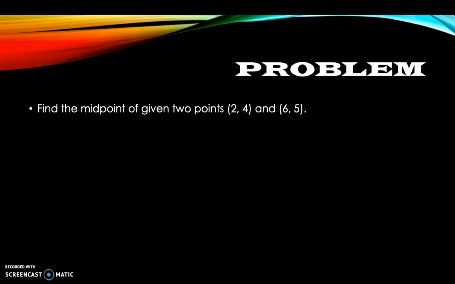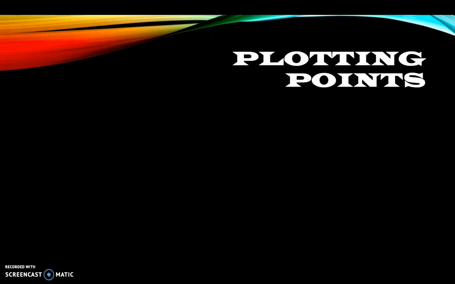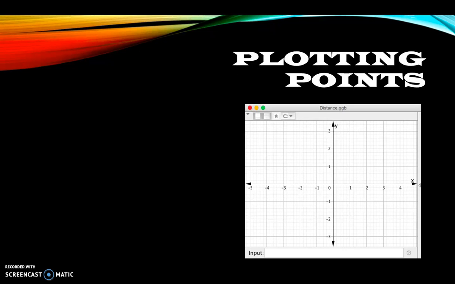The type of problem that will be encountered: given 2 points, let's say (2, 4) and (6, 5), we want to find the midpoint. We are given a Cartesian coordinate plane that has an x-axis and a y-axis. The x-axis is horizontal, left to right, and the y-axis is vertical, up and down. Coordinates are points that are written in the form (x, y).